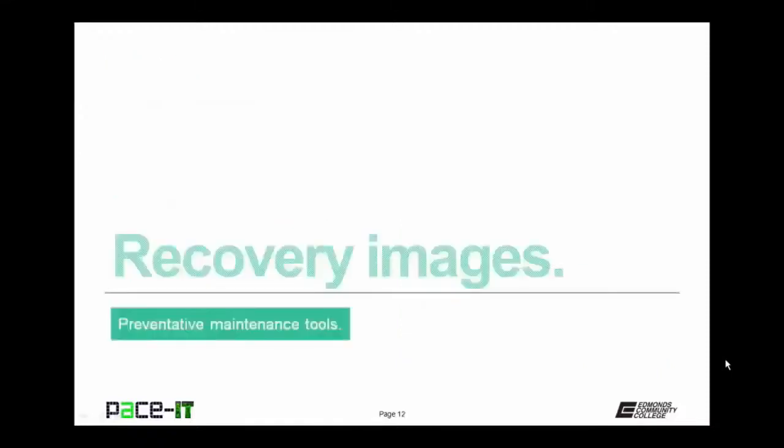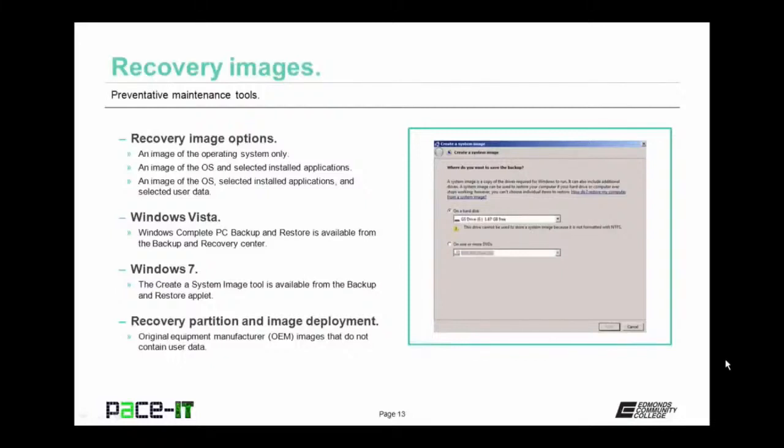Now let's talk about recovery images. So a recovery image contains an image of the operating system. It can contain images of all of the installed applications and all of the user's data. The ability to easily create a recovery image was introduced in Windows Vista with the Complete PC Backup and Restore utility, and it's available from the Backup and Recovery Center. Windows 7 changed things just a little bit. The utility is now called Create a System Image and is available from the Backup and Restore applet.